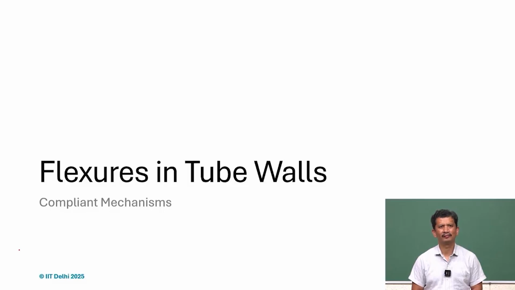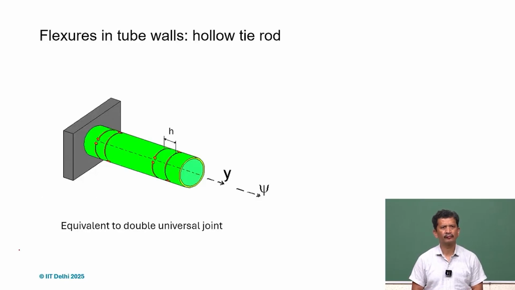Hello everyone, welcome back. Let's continue with the different kinds of flexure mechanisms, and today we'll cover flexures in tube walls. So if we take a tube with a very small thickness T, we realize that we can create different kinds of compliant mechanisms with different degrees of freedom, constraints, and ranges of motion.